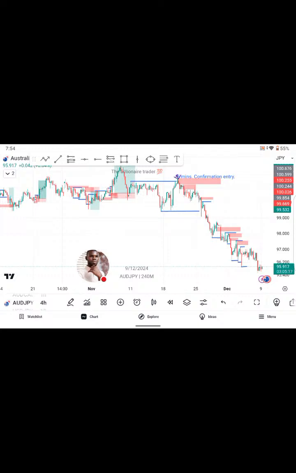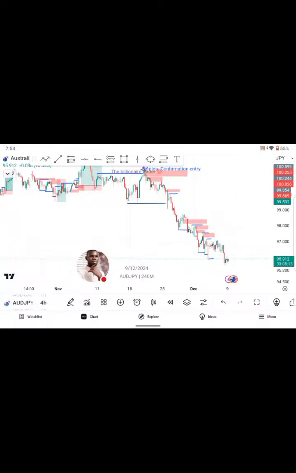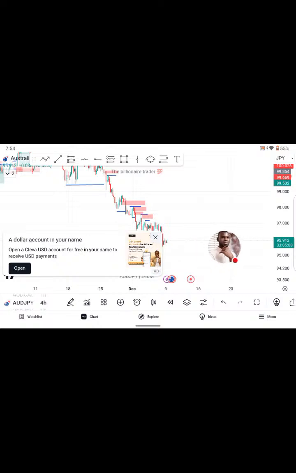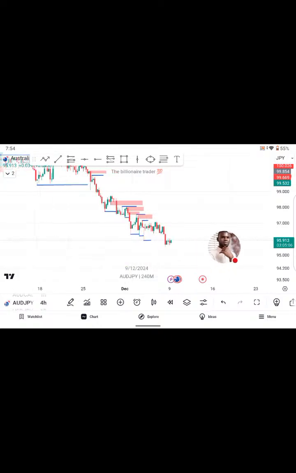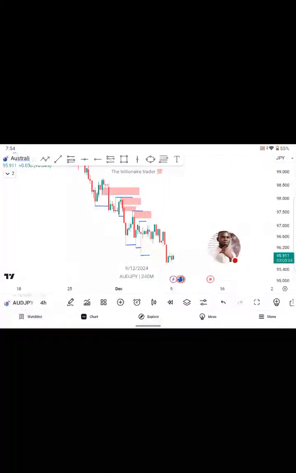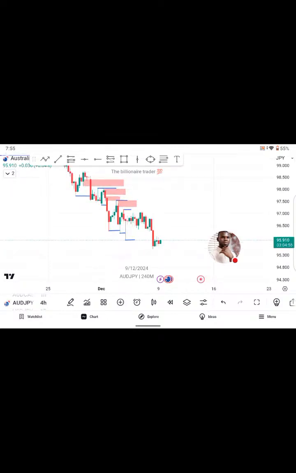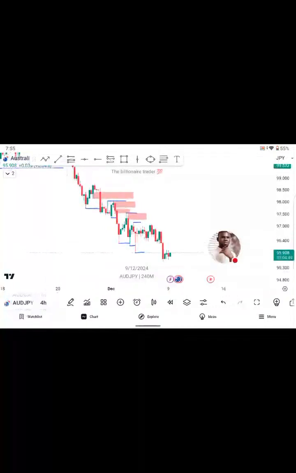This is AUD/JPY. So I'm taking it from AUD/JPY to the rest. So this is 4 hours time frame. For this 4 hours time frame, I don't actually have what I'm looking out for here. The only thing I have is this one BOS.